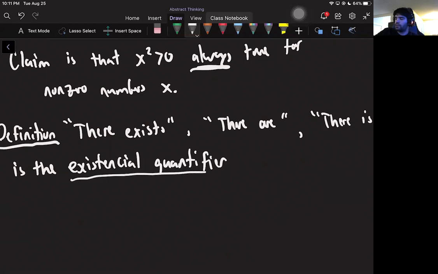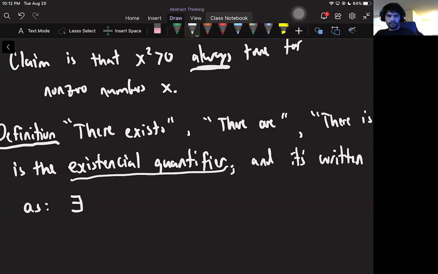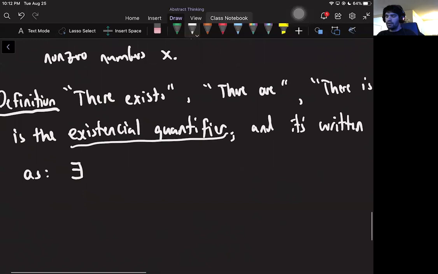Why is it called the existential quantifier? Well, it's because now you're claiming the existence of something satisfying the predicate that comes afterwards. And again, this one has fancy notation. So it's written as a backwards capital E. And the phrase such that is usually written after this, the description of what the variable can be.